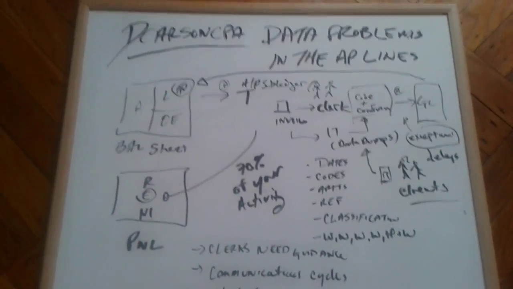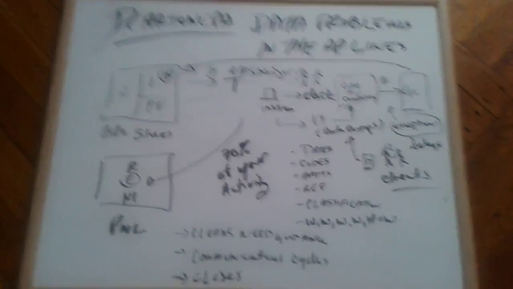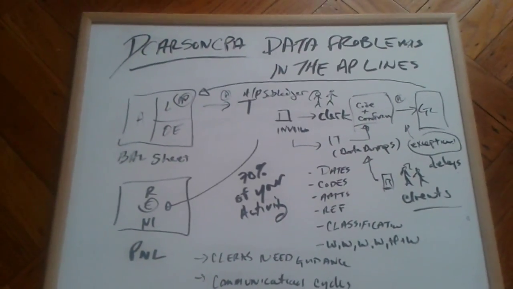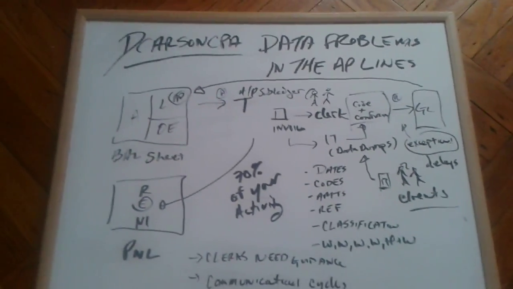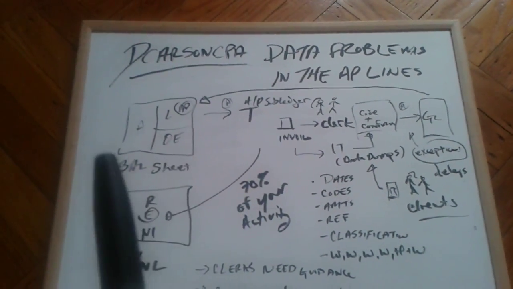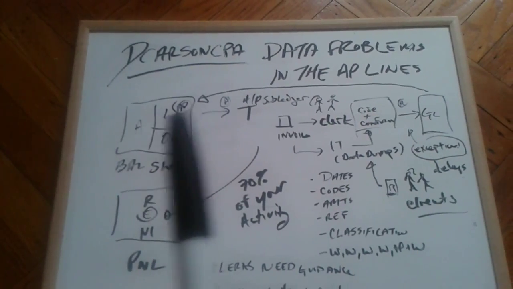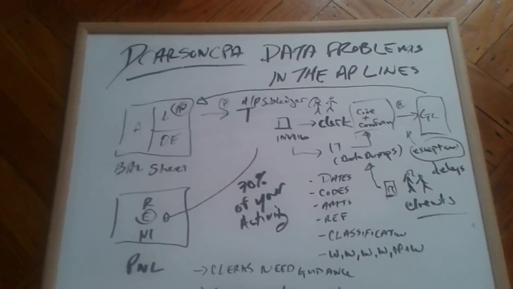This slide is entitled Data Problems in the AP lines. Now, AP may seem like a small point. In fact, it's just a line within your balance sheet, or maybe a couple of lines if you break it out. On the liability side, you've got assets, liability, owner's equity, and you've got AP up here on the liability side in your balance sheet.